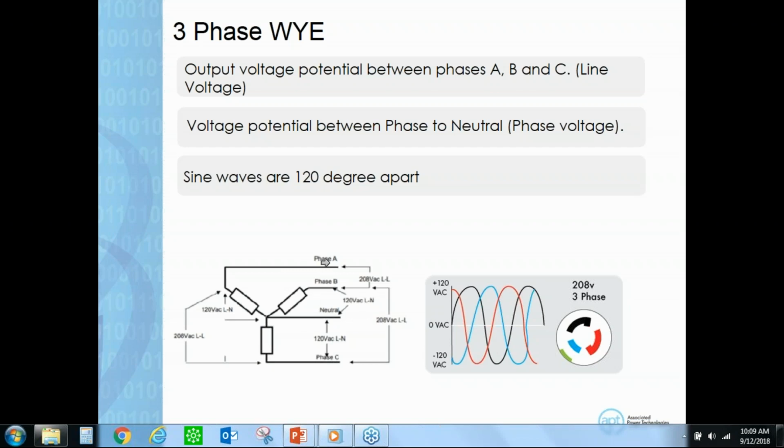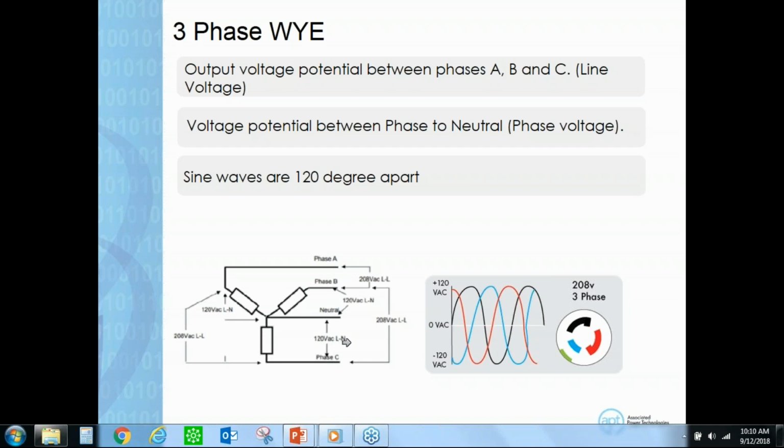If I went between phase A and phase B, since I have two phases that are apart by 120 degrees, I have to multiply the voltage by the square root of 3 to get the line voltages between the phases. So phase A to phase B, there's some type of voltage there. That voltage is known as the line voltage, but this is a result of 120 volts multiplied by the square root of 3 to give you the line voltage.